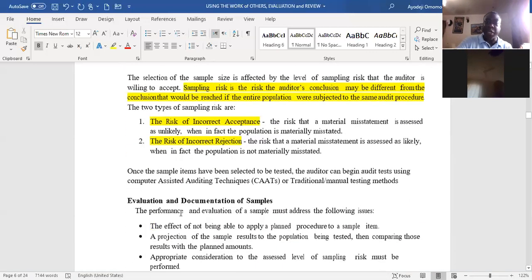What are the sampling risks? Risk of incorrect acceptance and risk of incorrect rejection. Incorrect acceptance is accepting that there is no material misstatement in a population when in fact there is material misstatement. While the risk of incorrect rejection is saying that there is material misstatement based on the sample you have selected. Meanwhile, if you check the whole population, it's not materially misstated.